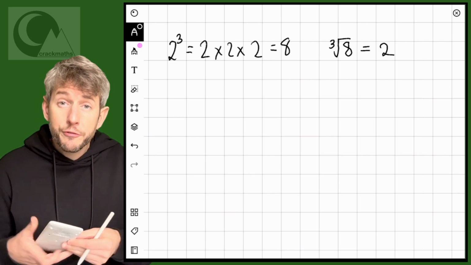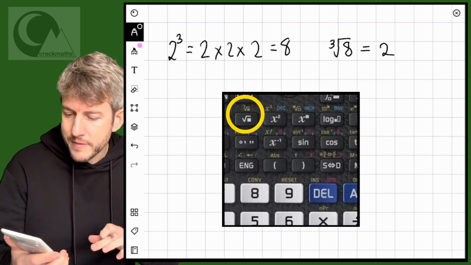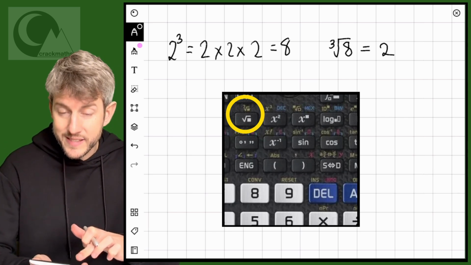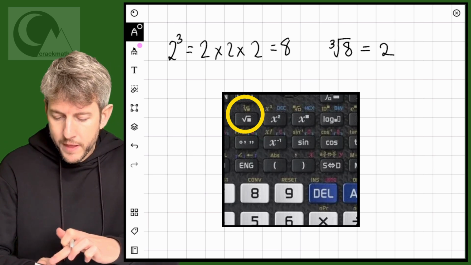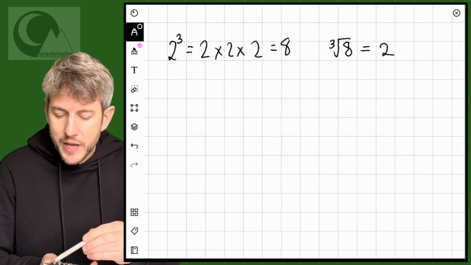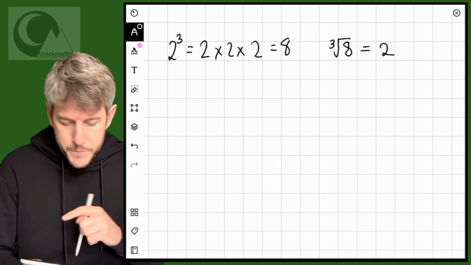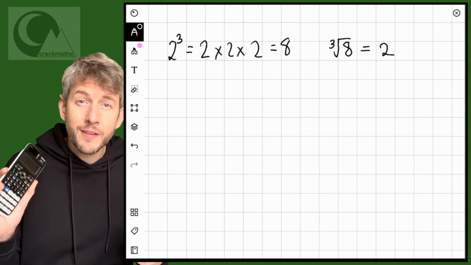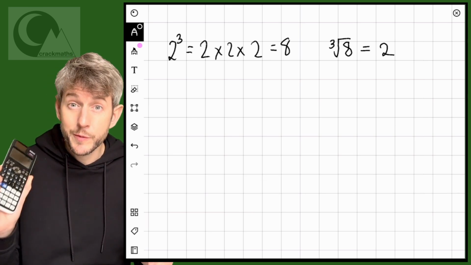You can find your cube root button on your calculator. It is just above the square root button. If you want to test this out, press Shift, square root button, and you should see that you get the root sign with a little 3. Then in the root, you can put 8, and you'll find that it equals 2.